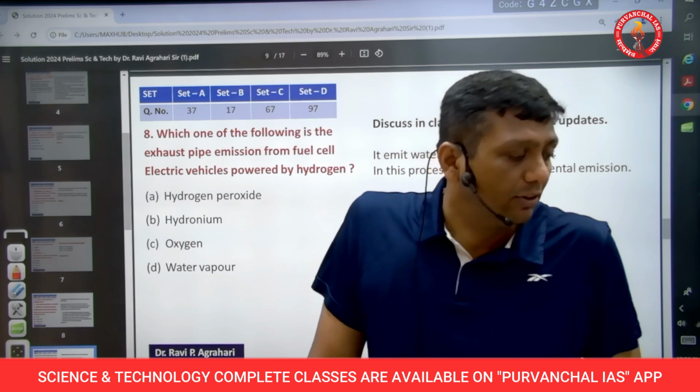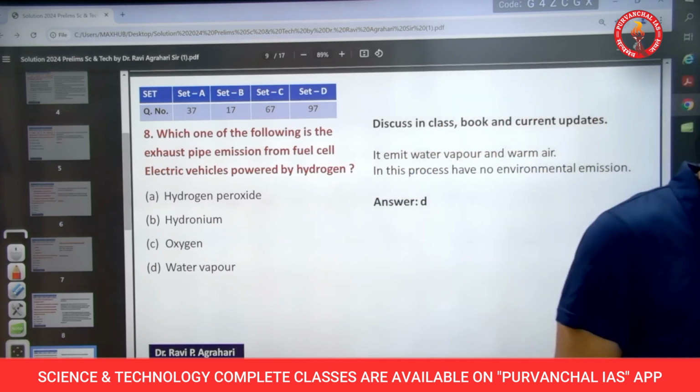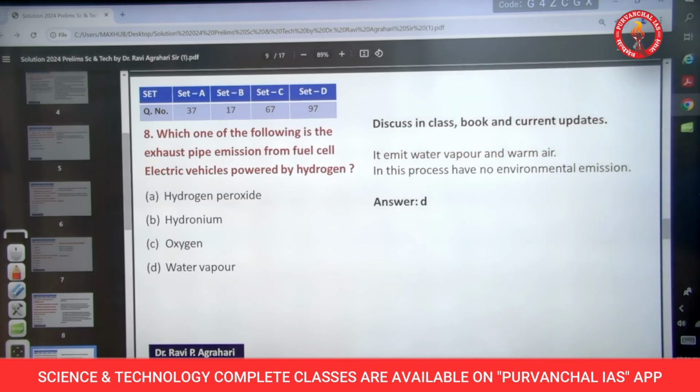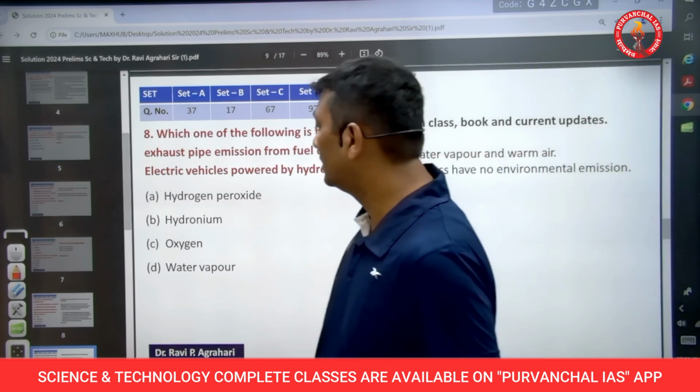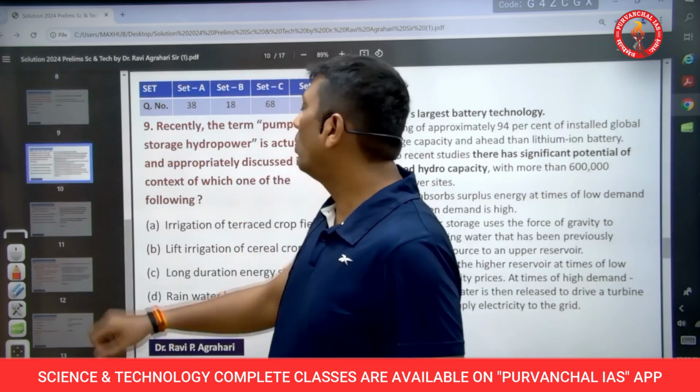Yes, those become dangerous for you guys. Water vapor is not even dangerous, guys. You should remember it. This is the point. Now come to the next, guys.